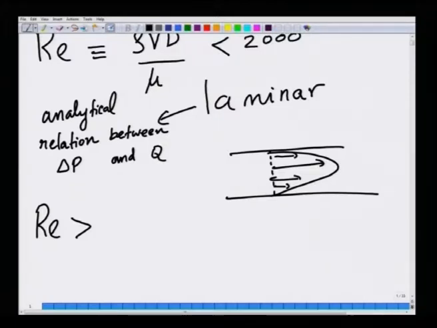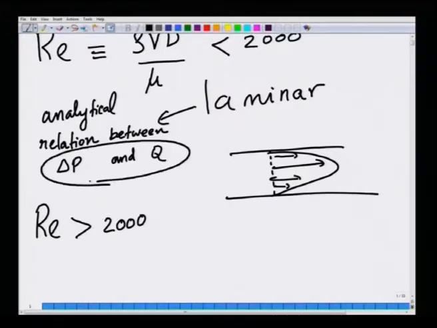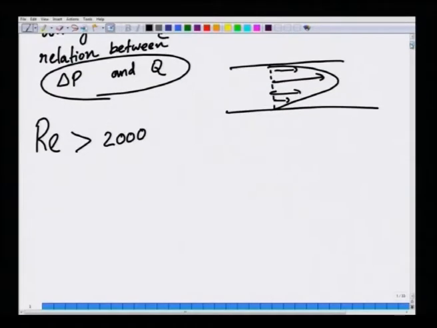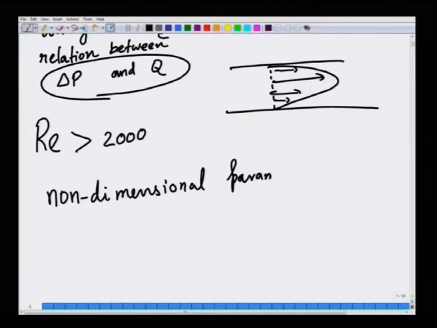Now, when the flow is not laminar, then we have to take recourse to experiments. That is, when the Reynolds number is greater than 2000, the relation between delta P and Q that was derived by assuming the flow is laminar is no longer valid. Therefore, we have to now take recourse to experiments. Experimental data, we showed in the last two lectures, can be best characterized by non-dimensional parameters. So, the non-dimensional pressure drop is called the friction factor.